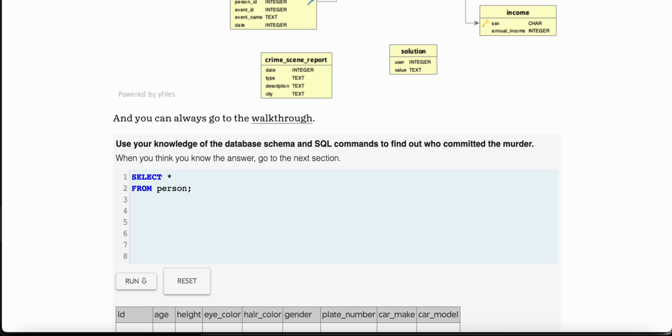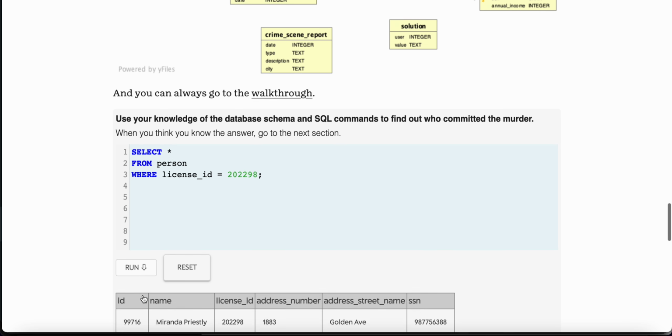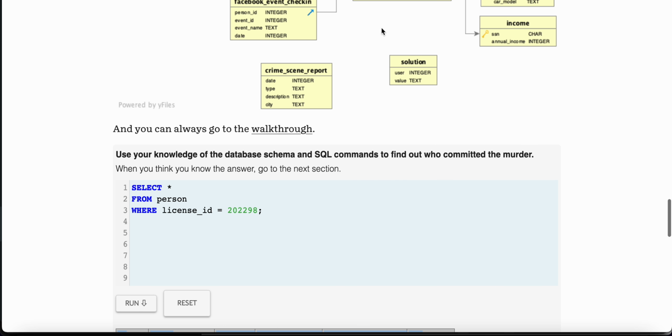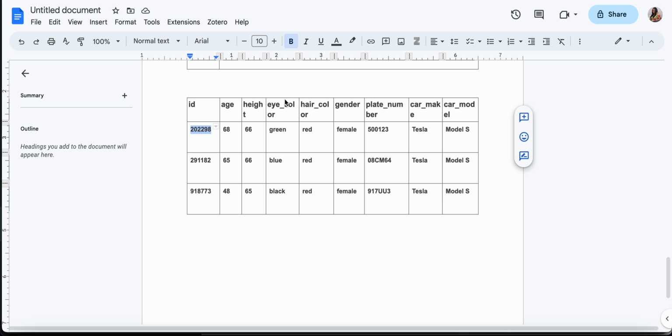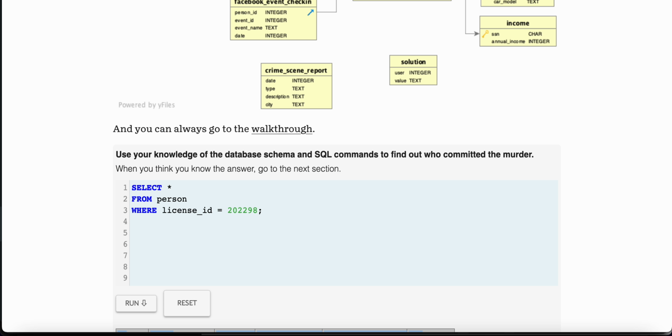Person where license ID is equal to. Okay, so we have one person, Miriam Presley, and this address number and SSN. So with the SSN, we can now check our income. That is the reason why we check that, because remember they say the person has lots of money. Now the second person, what's your name and who are you?